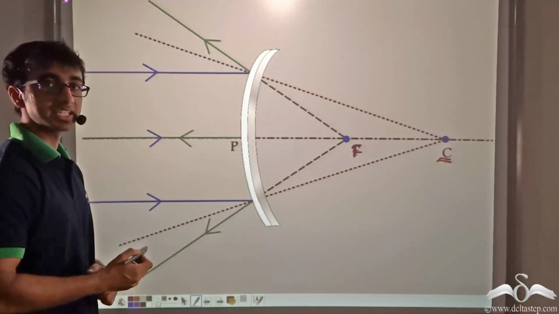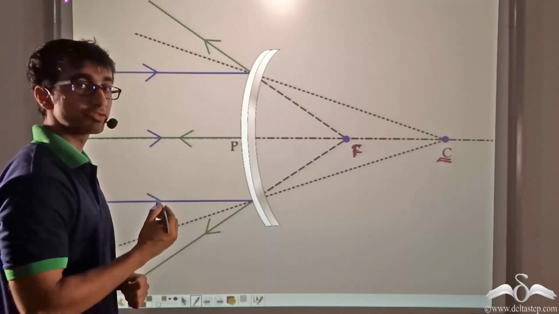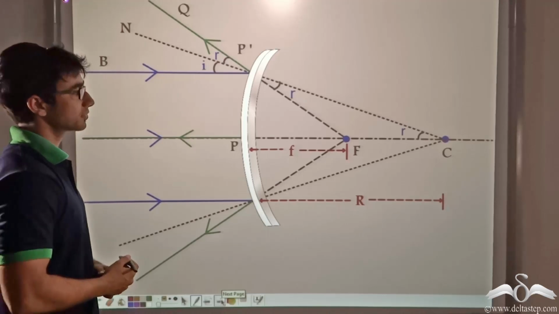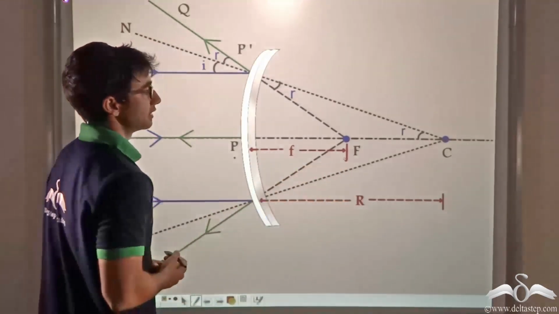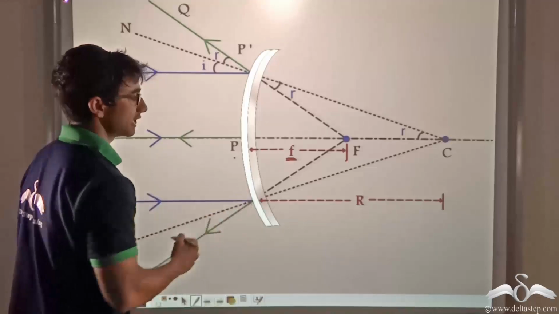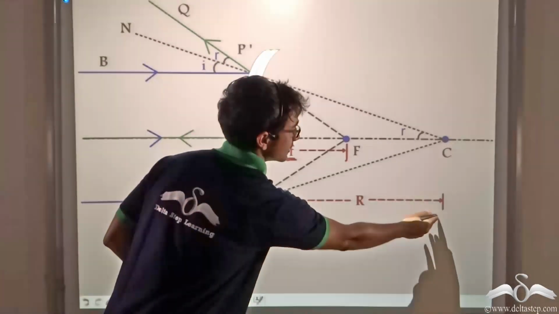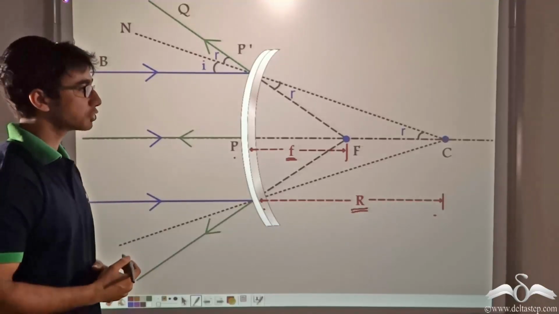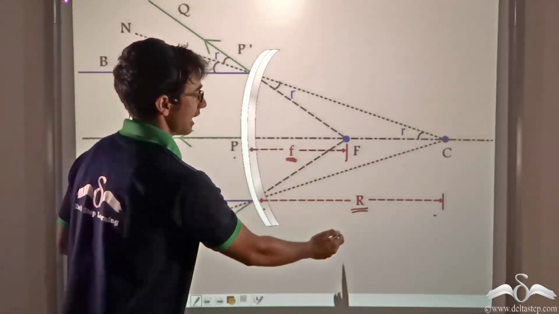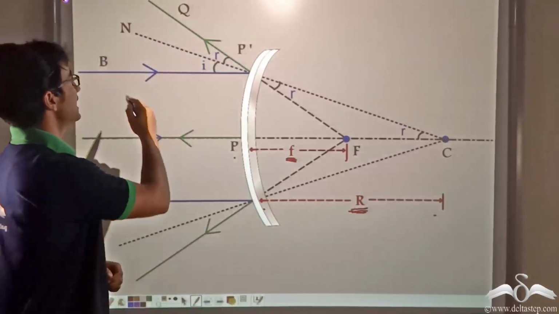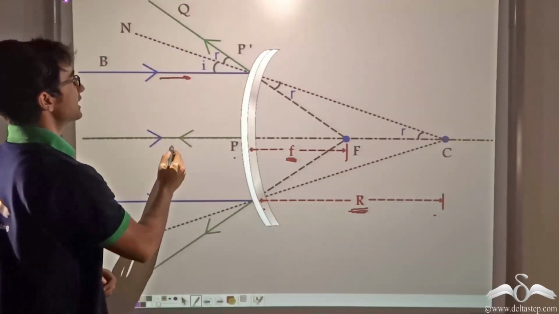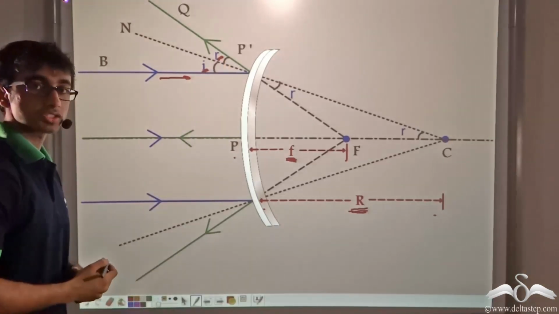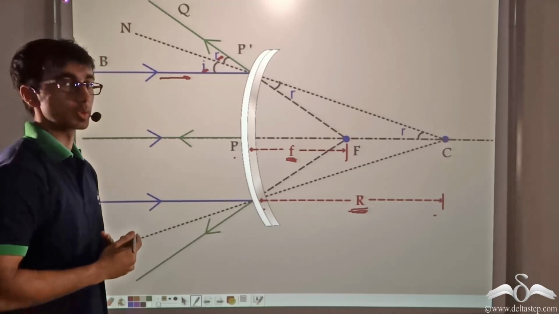Now we have to find out a relation between the radius of curvature and the focal length of the convex mirror. As you can see, the length PF is given by F, which is the focal length, and the length PC is given by R, which is the radius of curvature. We have to find out a relation between F and R. Notice that the angle of incidence for this ray is I, and the angle of reflection is R. According to the laws of reflection, these two angles are equal.